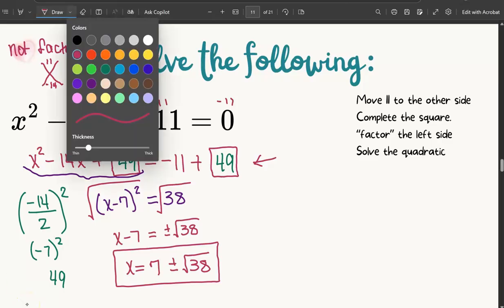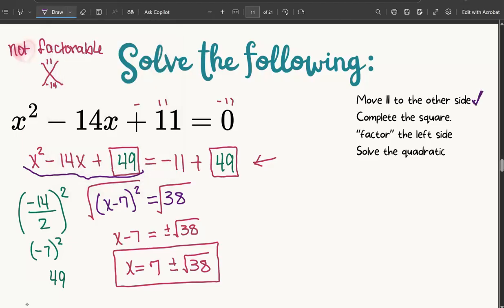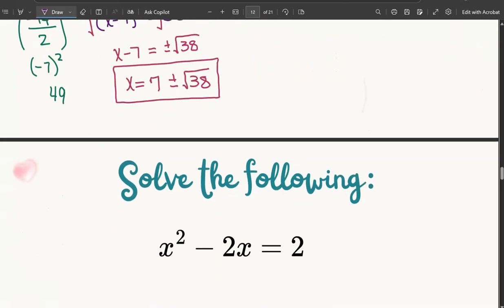And so if you take a step back and you look at what we've done, I moved 11 to the other side. I completed the square. In other words, I found what I could put inside the box. I quote unquote factored the left-hand side, and then I solved it using the square root property. And so we would have never got that answer had we tried to factor it. There was just no way that we could use factoring. And so you have to have some other method. And completing the square is one of those.